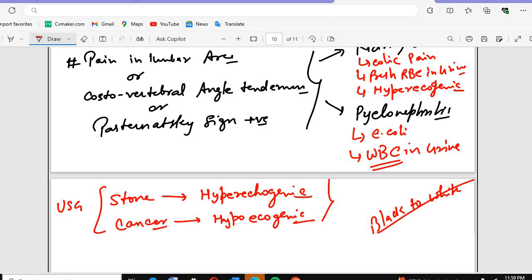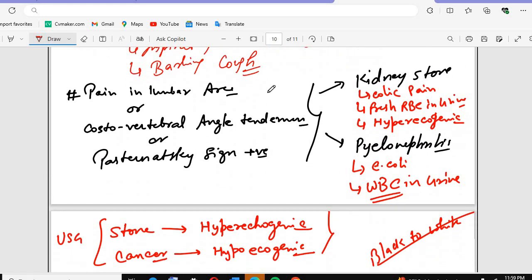In pyelonephritis, there will be more WBC or leukocytes in the urine, and in glomerulonephritis, there will be more RBC in the urine. In case of kidney stone, remember, fresh RBC will be seen in the urine.